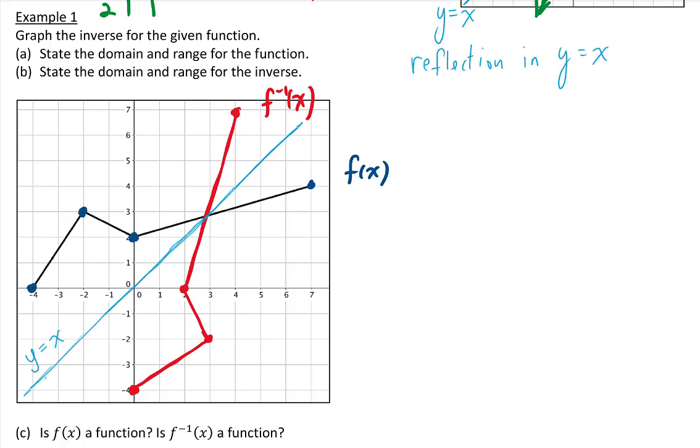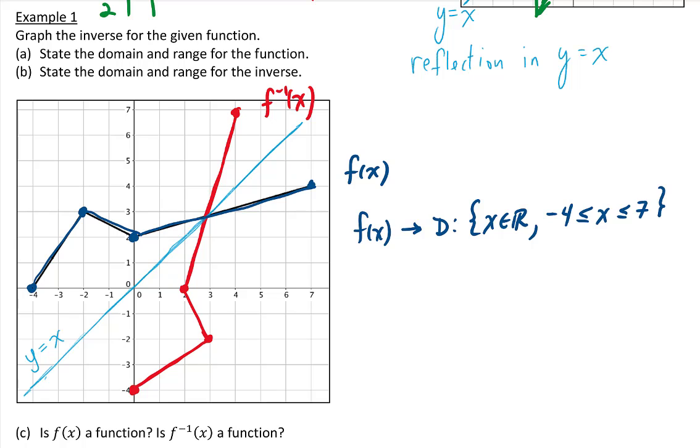Let's state the domain and range. So let's start with the function. So f of x, the domain of f of x is that x can be any real number, but there's a restriction on it. If we look at the x values that can go into the blue graph, we see they start at -4 and go all the way up to 7. So we say x is greater than or equal to -4, but less than or equal to +7. So there is our domain.